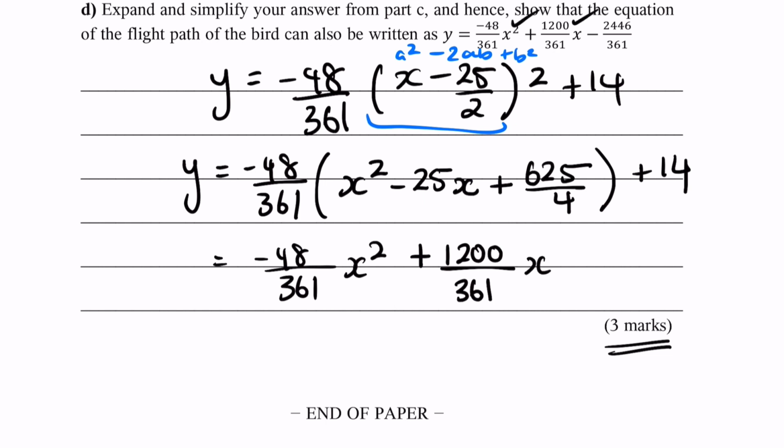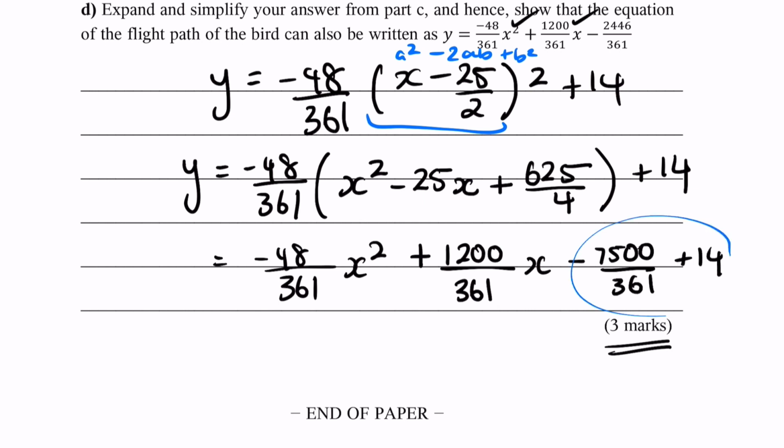All right, last one, we're doing 48. I'm going to type it as fractions. So 48 on 361 times 625 on 4, enter. And that's going to be a negative. So that's negative 7500 on 361, and we just need to add 14.